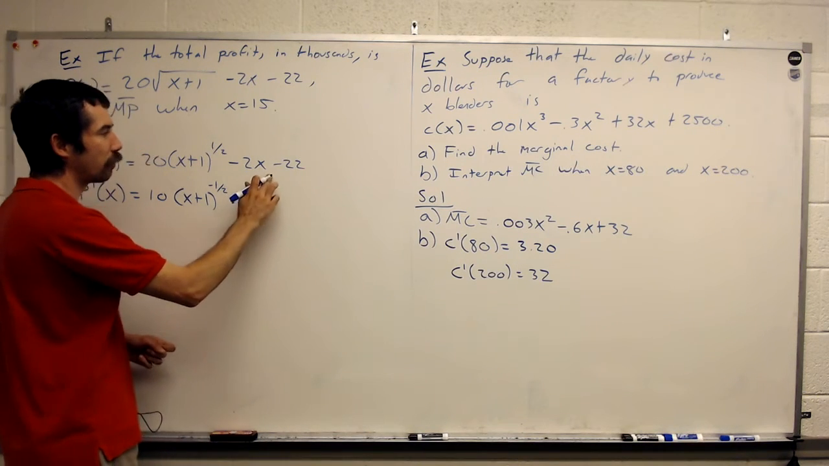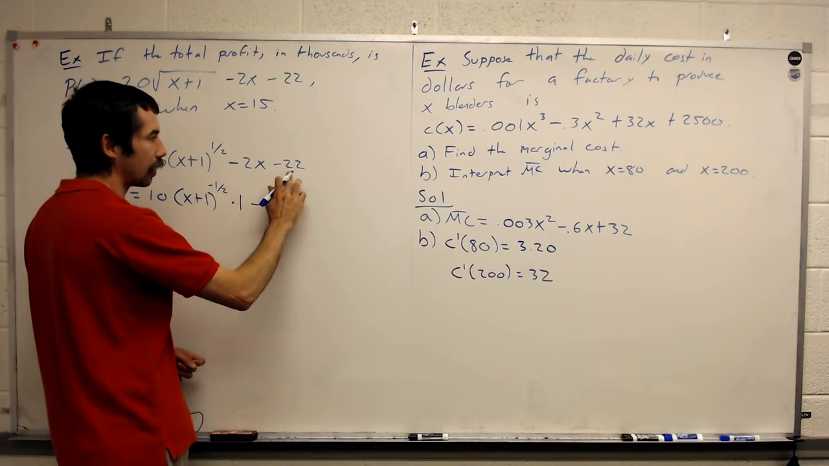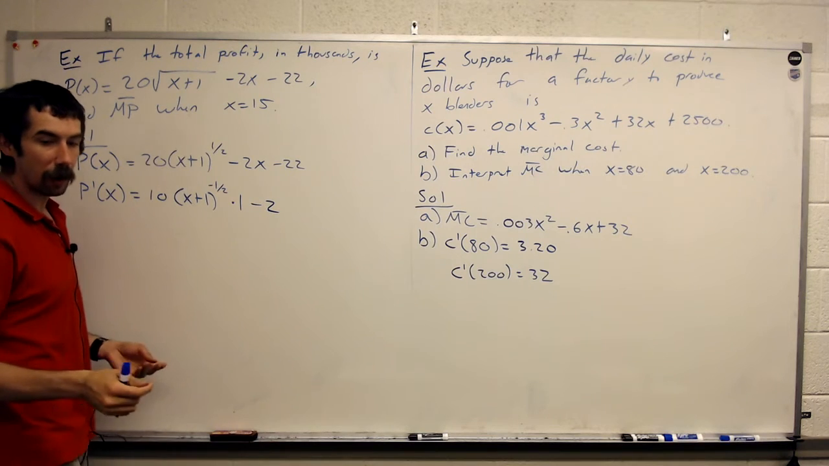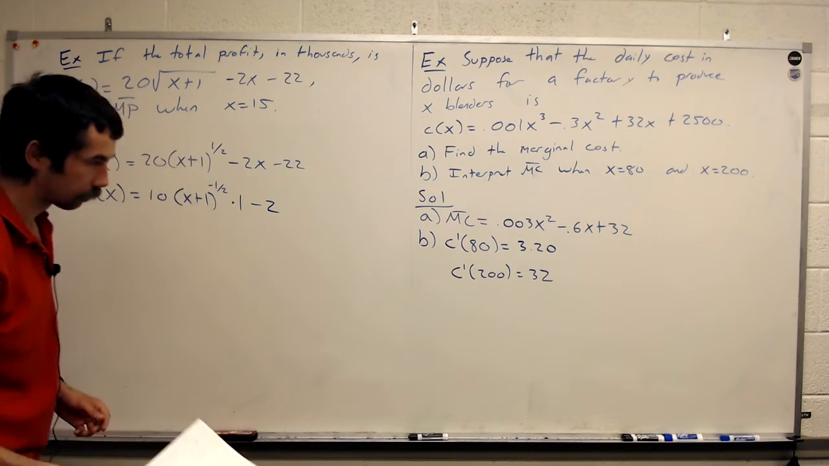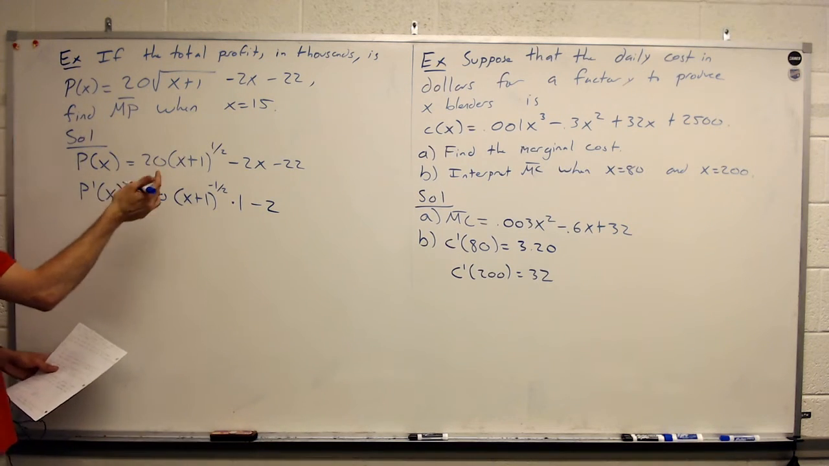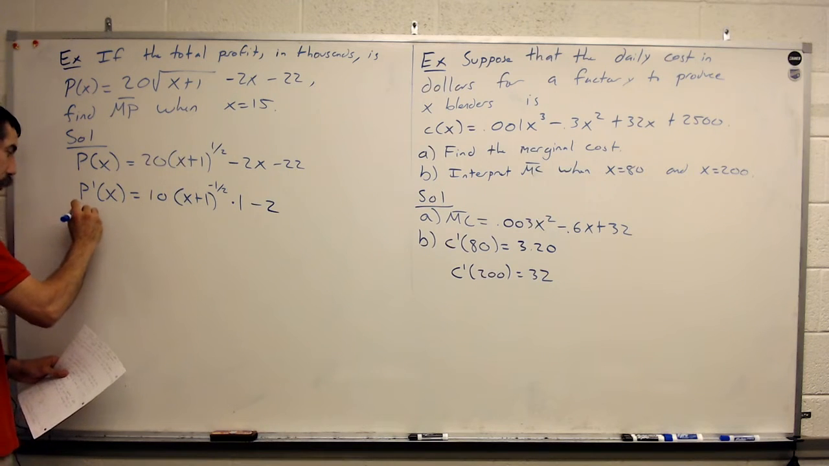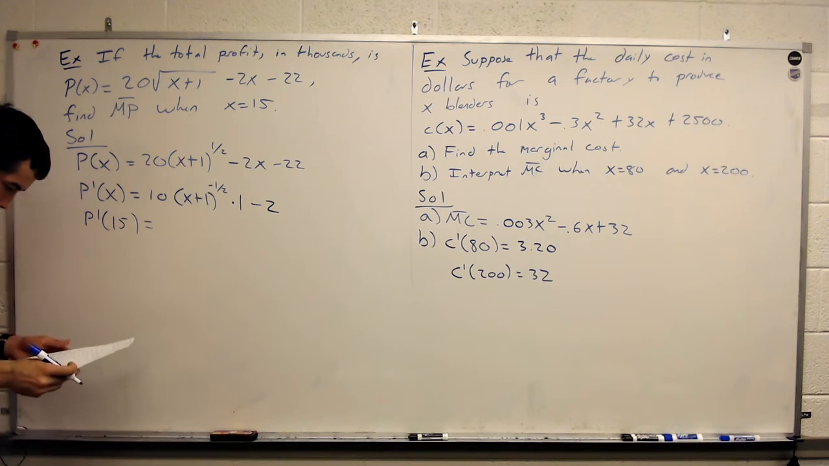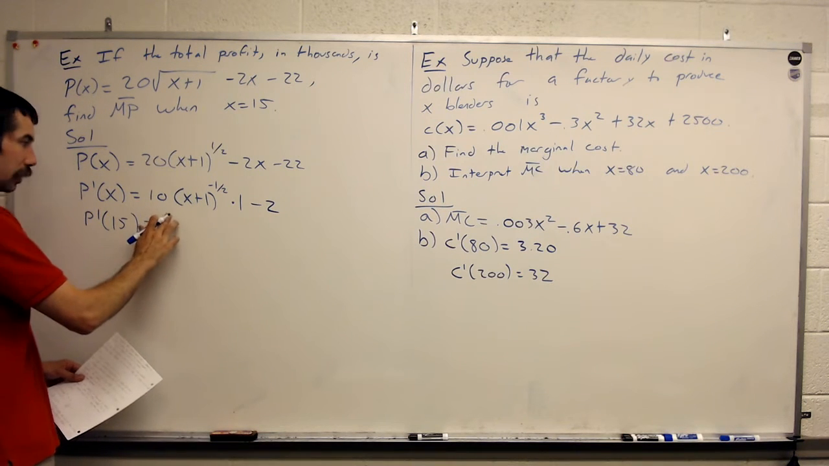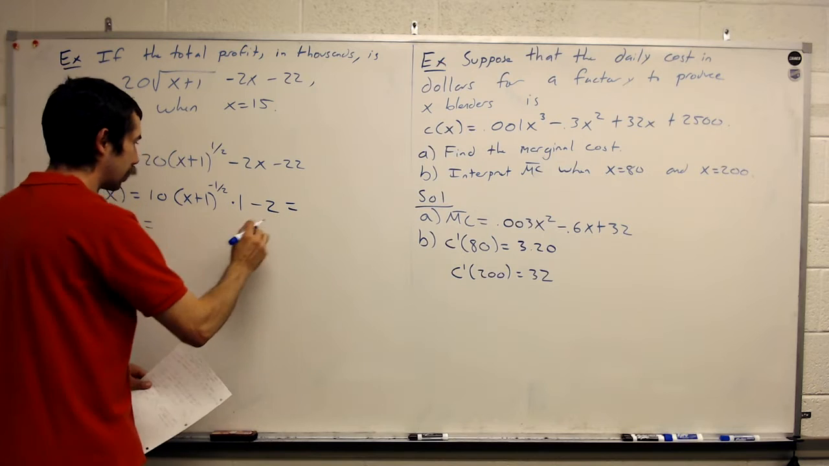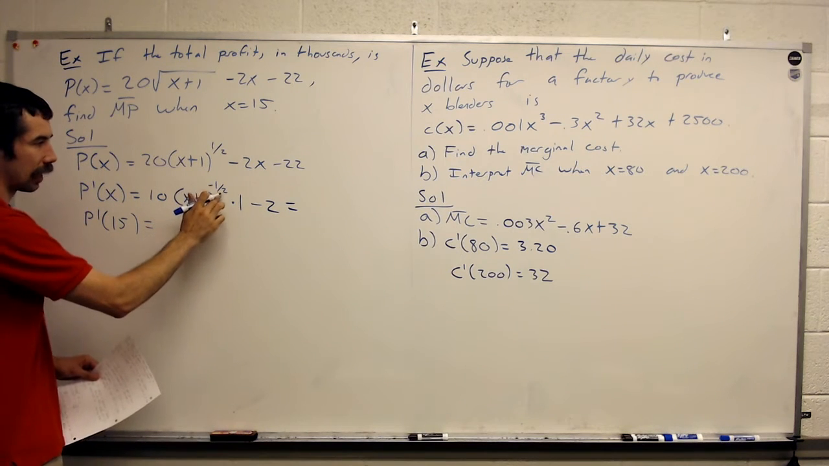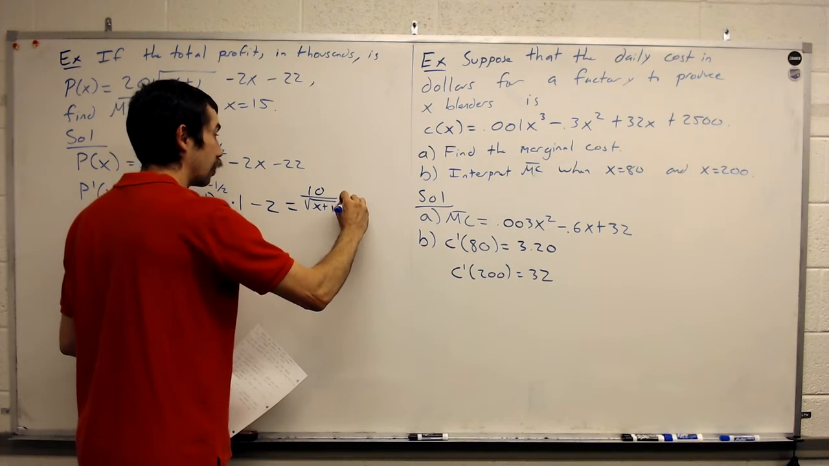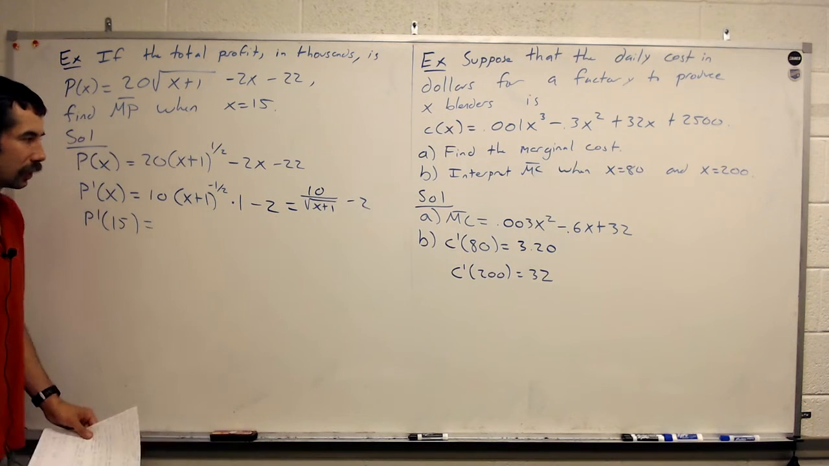All right. Derivative of minus 2x is just minus 2. And the derivative of minus 22 is 0. So we want to find the marginal profit when x equals 15. That's P prime of 15, which is going to be, let's just rewrite this. X plus 1 to the negative 1/2 is the same thing as the square root of x plus 1 in the denominator. This will make it a little bit easier to type into a calculator.